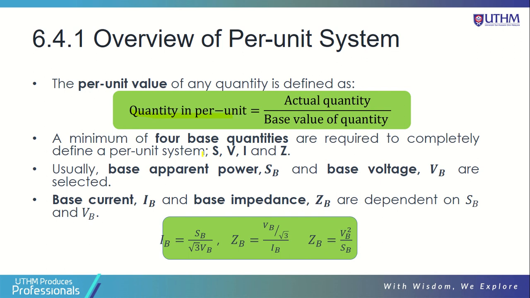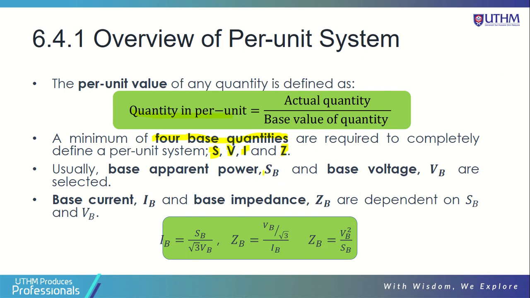In order to define the per unit system, in order to analyze your circuit in per unit, you must have 4 base quantities. Base quantities for apparent power, voltage, current, and impedance.